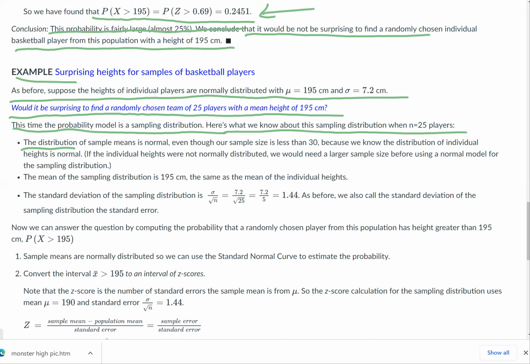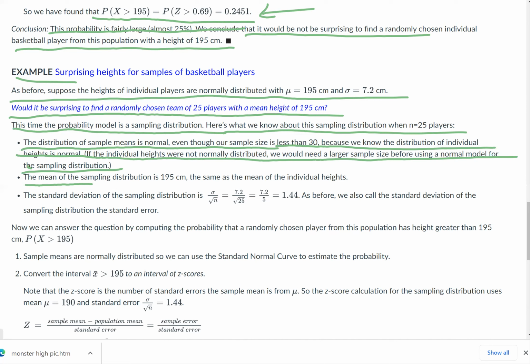First, the distribution of sample means is normal, even though our sample size is less than 30, because we know the distribution of individual heights is normal. If the individual heights were not normally distributed, we would need a larger sample size before using a normal model for the sampling distribution.